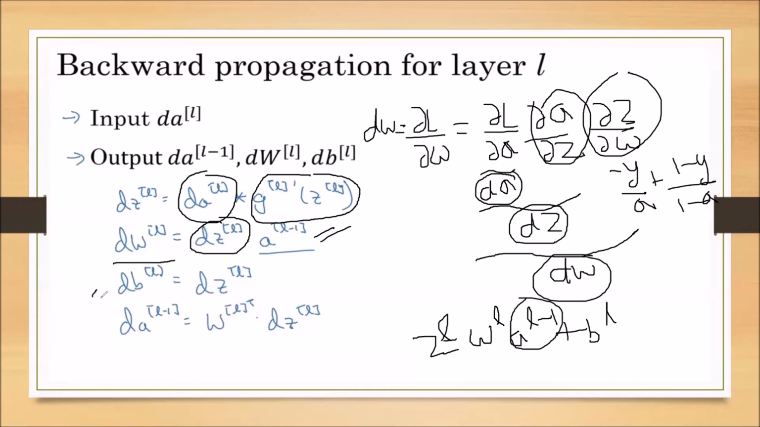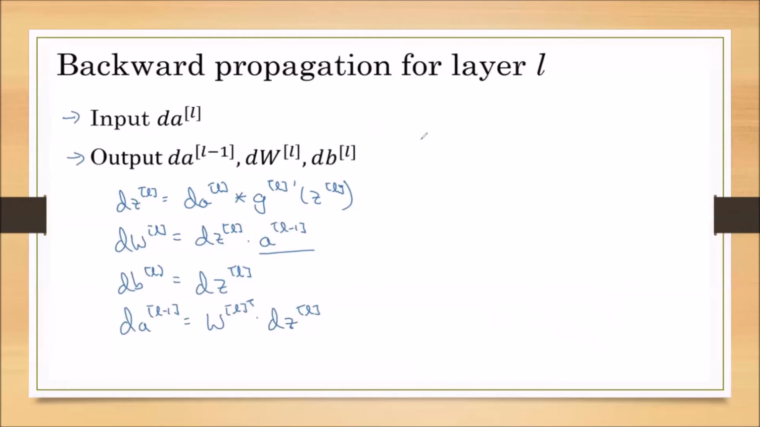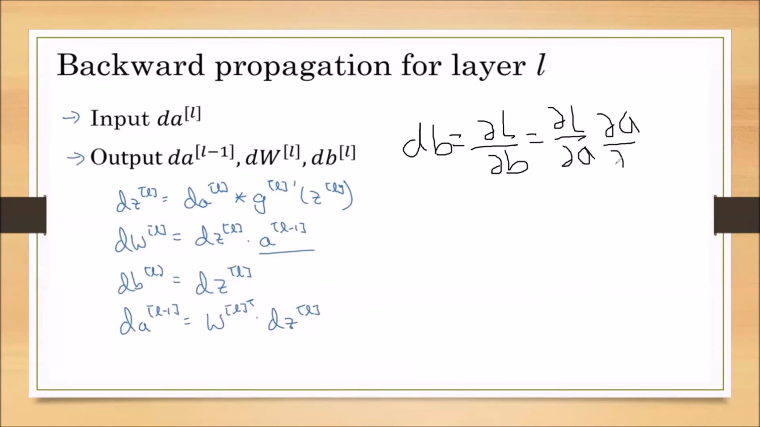Similarly, when we want the dB, this dB is nothing but ∂L/∂B. So this ∂L/∂B is equal to ∂L/∂A, and we can write this as ∂A/∂Z and ∂Z/∂B. Already we discussed ∂L/∂A into ∂A/∂Z, we can write as dZ. So this dZ into ∂Z/∂B.